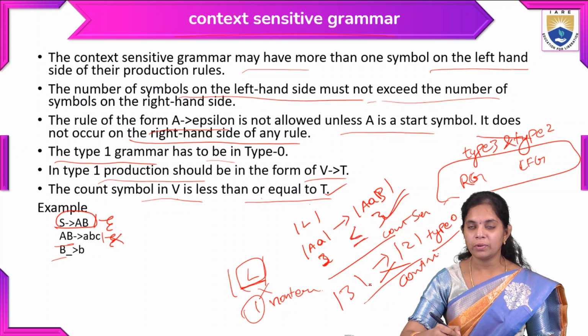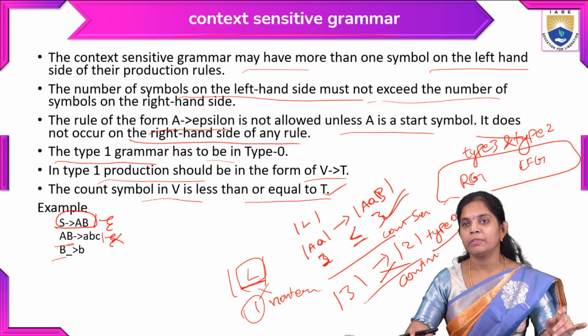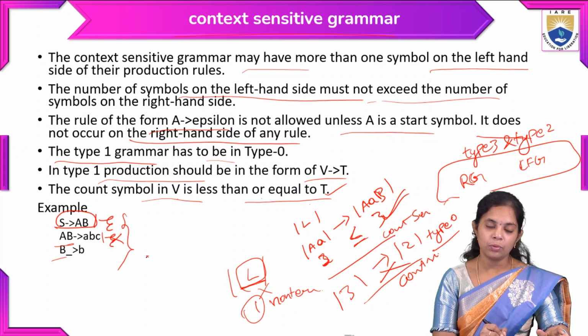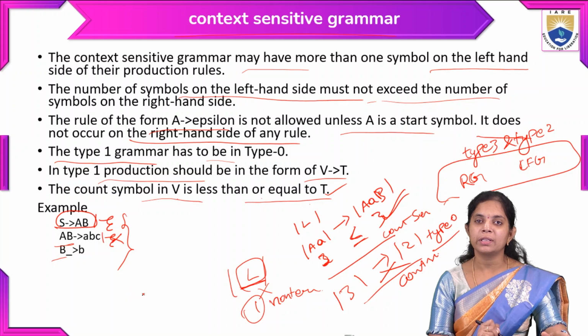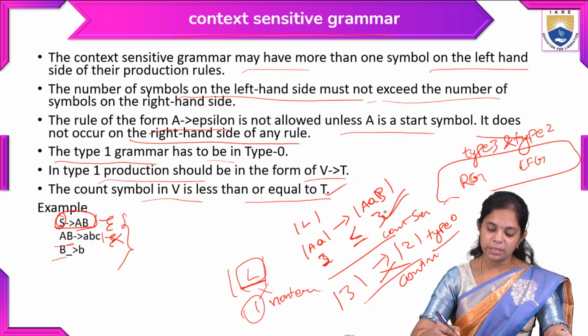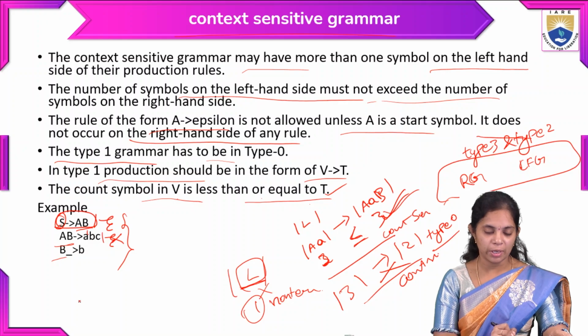So this is the thing we already discussed. The length of the left hand side is less than or equal to the right hand side of the production rule. And this is the example we have for the context sensitive grammar. And if you observe the first production, this condition is satisfied. The length is 1 here and the length is 2 on the right hand side.